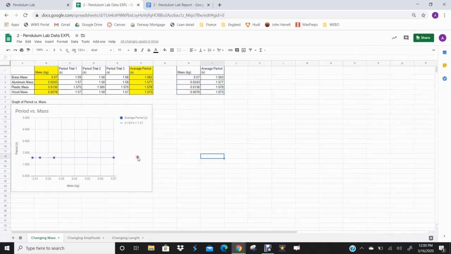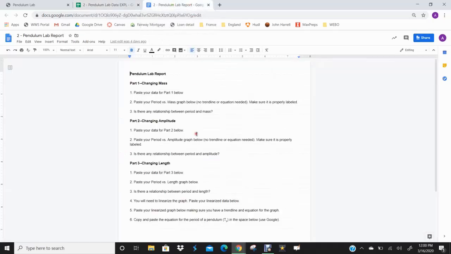So looking at this graph, you can see that there is no relationship between mass and period. What that means is that as you increase the mass of the object, nothing happens to the period. Stays the same. So this flat line represents no relationship. And you can see that over here when we're answering these questions for changing mass. You're going to paste your graph in, and it says, is there any relationship between period and mass? The answer to that is no.